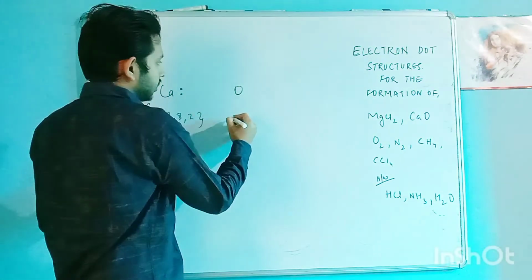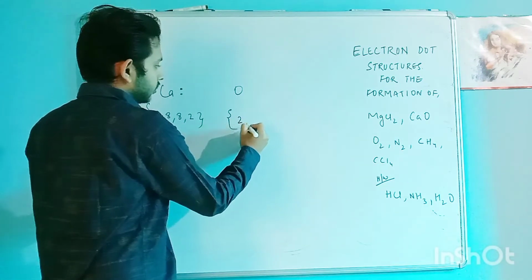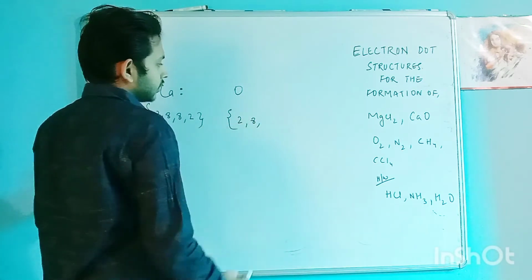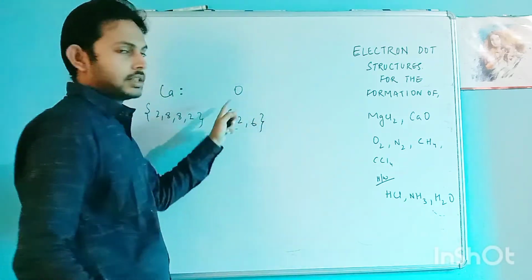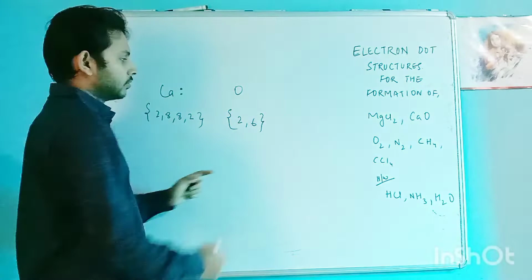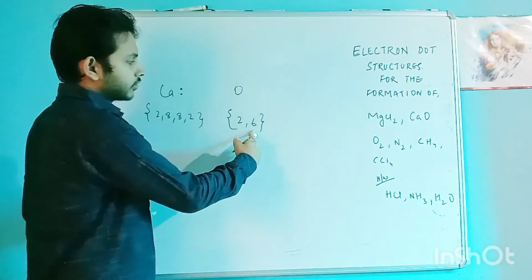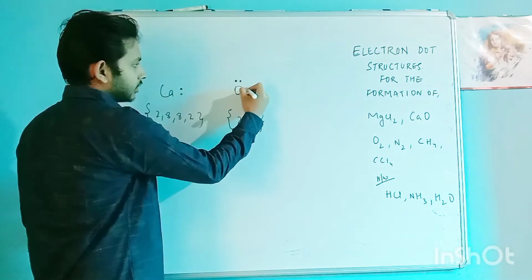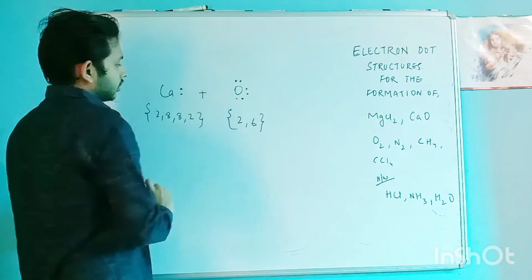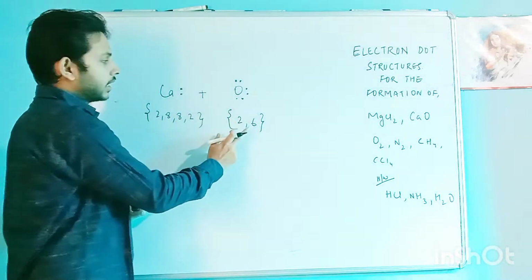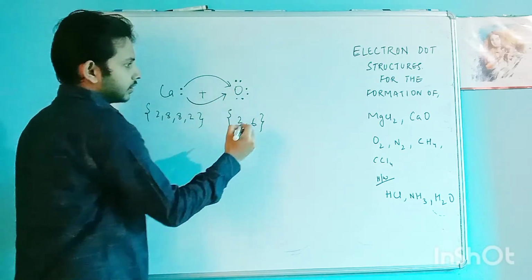For oxygen, the electronic configuration is 2, 6, because its atomic number is 8. So to become stable it needs to gain 2 electrons. So there are 6 electrons in the valence shell. We will draw 6 electrons by dots. It will lose 2 electrons, it will gain 2 electrons. So the electrons are transferred.